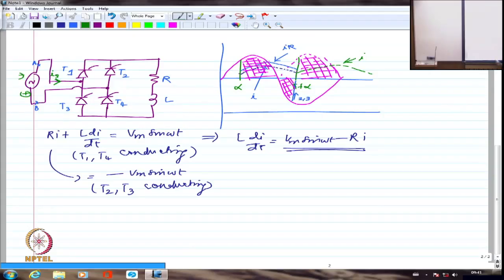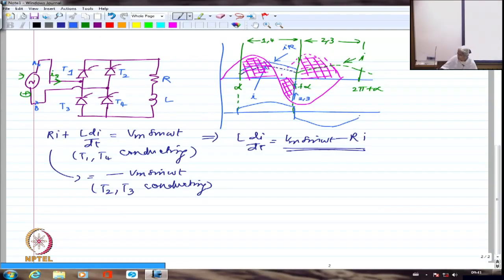So I should say the conduction duration, I can write it somewhat like this. From this point to this point, 1 and 4 are conducting. From this point until again, if I call this as 2 pi plus alpha, I am going to have 2 and 3 conducting. Right? So during this portion, if I try to draw the current, it might just increase like this and then decrease like this. This is the current corresponding to 1 and 4, and this is the current corresponding to 2 and 3, and this happens to be the supply current.